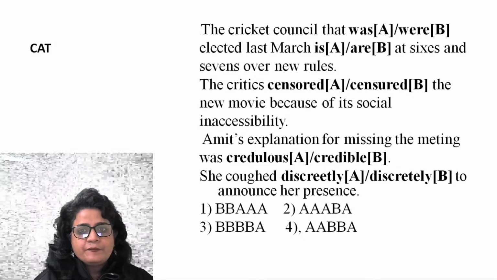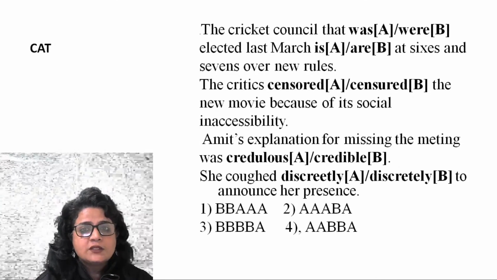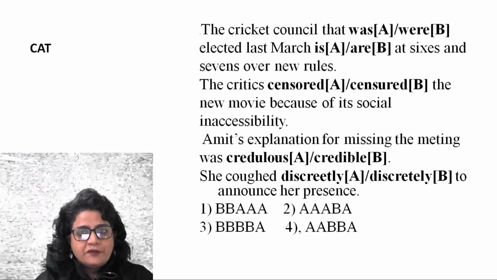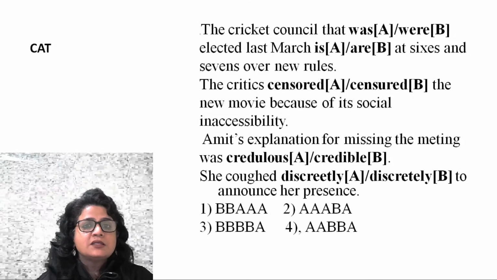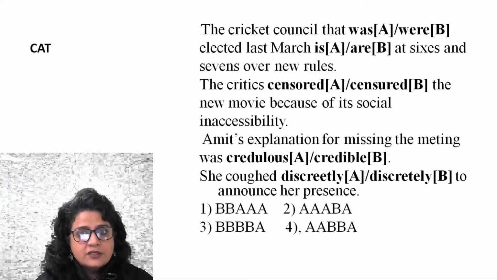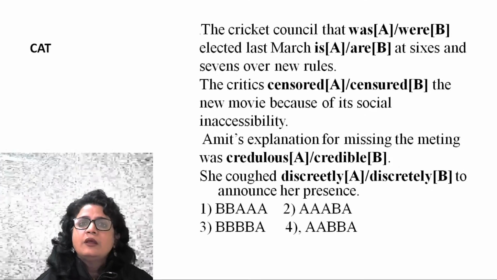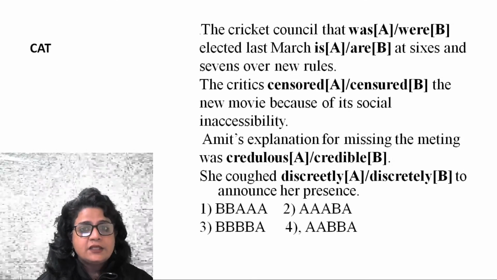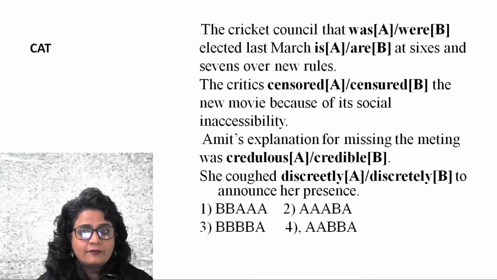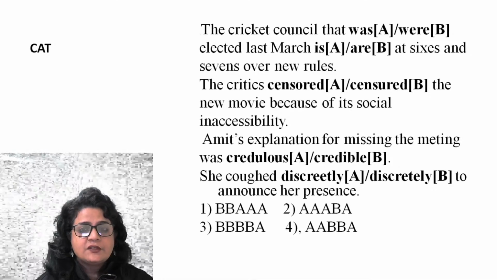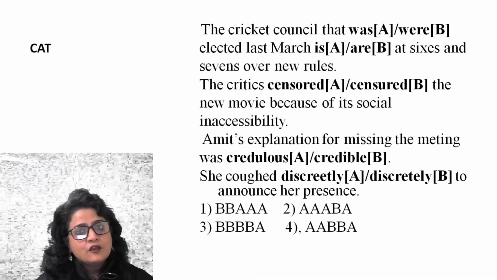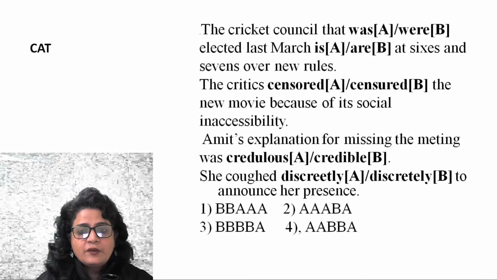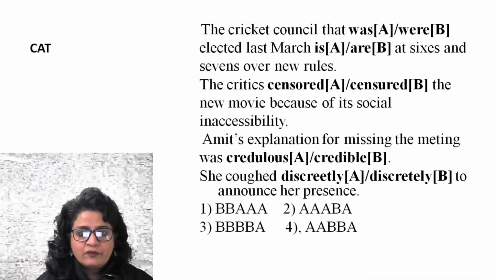Look at the first. The Cricket Council that was or that were elected last March. So here Cricket Council is a collective noun, right? A collective noun, unless there is a disagreement, some kind of dissonance in the collective noun, is used in a singular way, right? So the Cricket Council that was elected last March is at sixes and sevens over new rules. Is at, right? So Cricket Council that was, is at. So AA should be your answer. AA is there in the second and fourth, right?